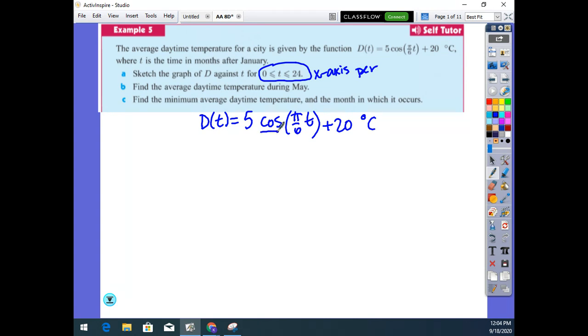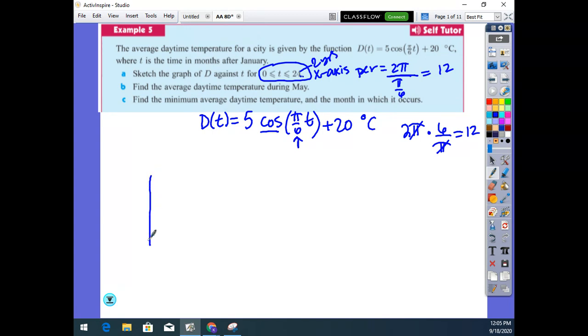Period for cosine is normally 2 pi. Then we divide it by the coefficient of t. So if I take 2 pi divided by pi over 6, that's multiplying by 6 over pi, the reciprocal. Pi goes away, so our period is 12, which should make sense that it takes 1 full year to get back to starting to repeat itself. But we're going to have to show 2 years, 0 to 24 is 2 years for our interval.